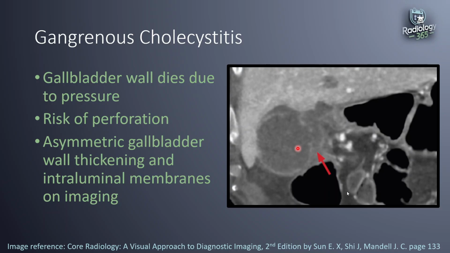So this coronal contrast enhanced CT shows gallbladder wall edema and pericholecystic fluid, and there's also discontinuity in the enhancement of the medial gallbladder wall here due to necrosis and perforation with spillage of contents into the right subhepatic space here. This was a case of gangrenous cholecystitis.